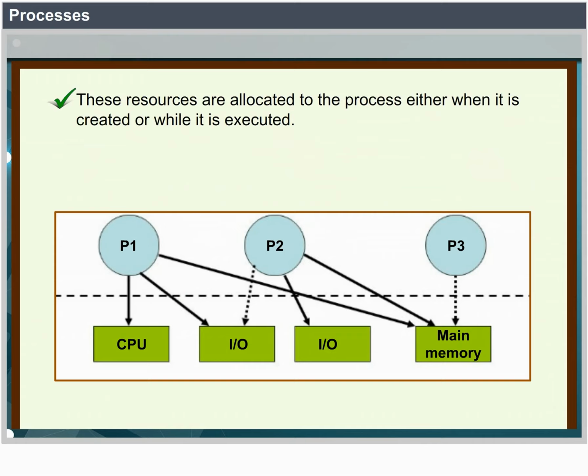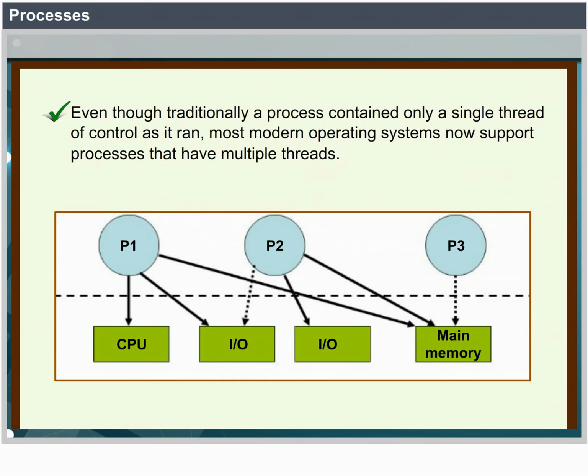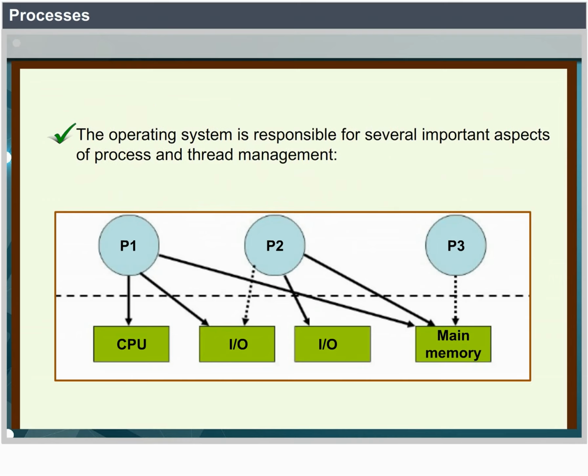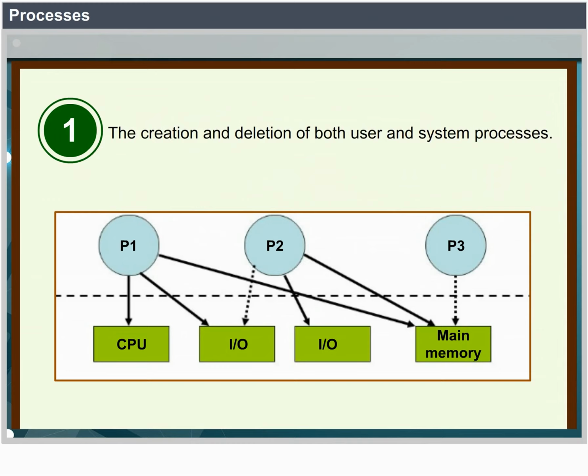A process is the unit of work in most systems. Although traditionally a process contained only a single thread of control as it ran, most modern operating systems now support processes that have multiple threads. The operating system is responsible for several important aspects of process and thread management: the creation and deletion of both user and system processes, the scheduling of processes, and the provision of mechanisms for synchronization, communication, and deadlock handling for processes.